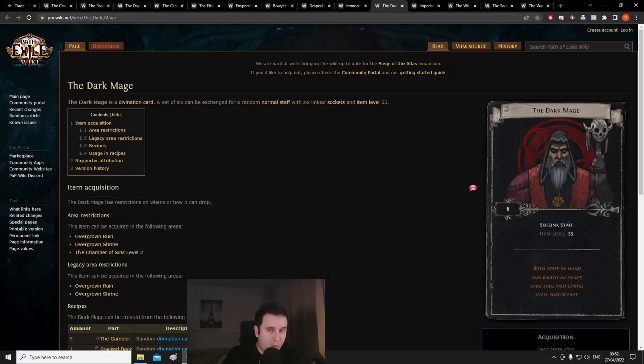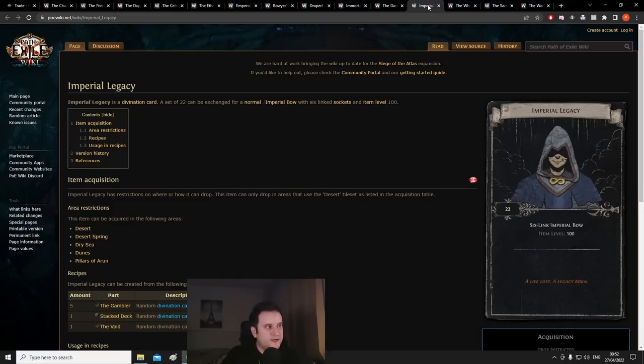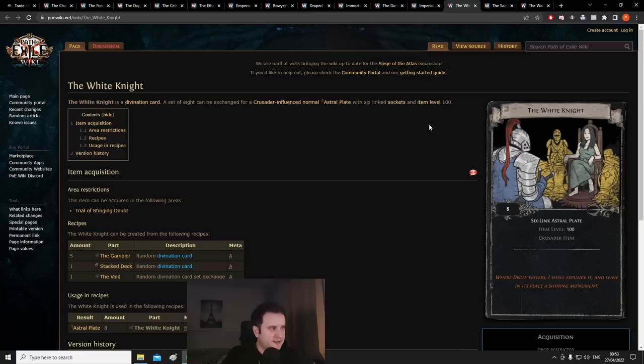These are usually quite inexpensive, but that's also because some of the staffs actually want a higher item level. So Dark Mage, usually not that great, but there are some builds where it's very good. There's also Imperial Legacy, which needs 22 div cards. This can be pretty annoying to buy from the market. You have to trade 22 times, right? That's really annoying, but you do get a 6-link Imperial Bow. And Imperial Bow is a pretty good base.